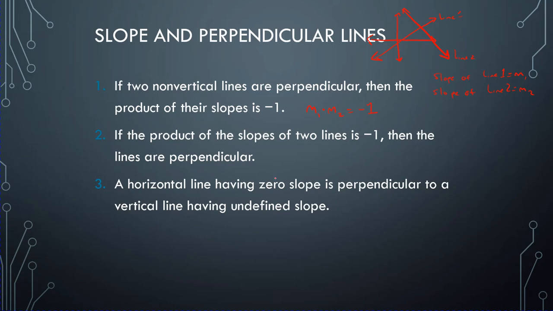And a horizontal line having 0 slope is perpendicular to a vertical line. So if you look here, all horizontal and vertical lines are perpendicular to each other. Here's a horizontal line, and here's a vertical line. They will be perpendicular to each other. But this right here is the key feature, and we're going to use this to help us find the equation of perpendicular lines. All right, so let's do a bunch of examples.